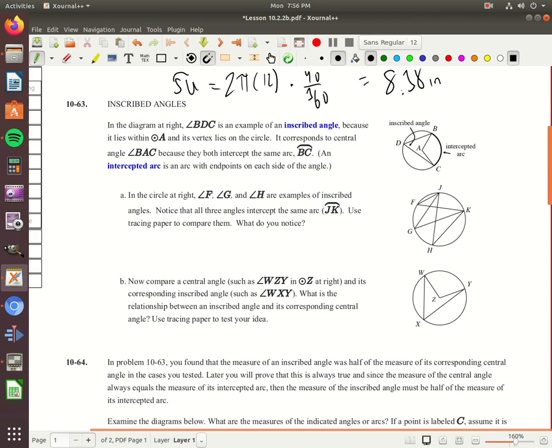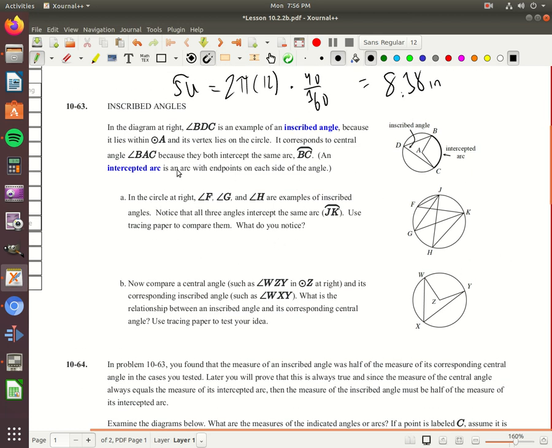All right, so 1063, inscribed angles. So in the diagram at right, angle BDC is an inscribed angle. We need to know what an inscribed angle is, so make sure you have that. Because it lies within circle A, that's how we name it, with the midpoint. And its vertex lies on the circle.